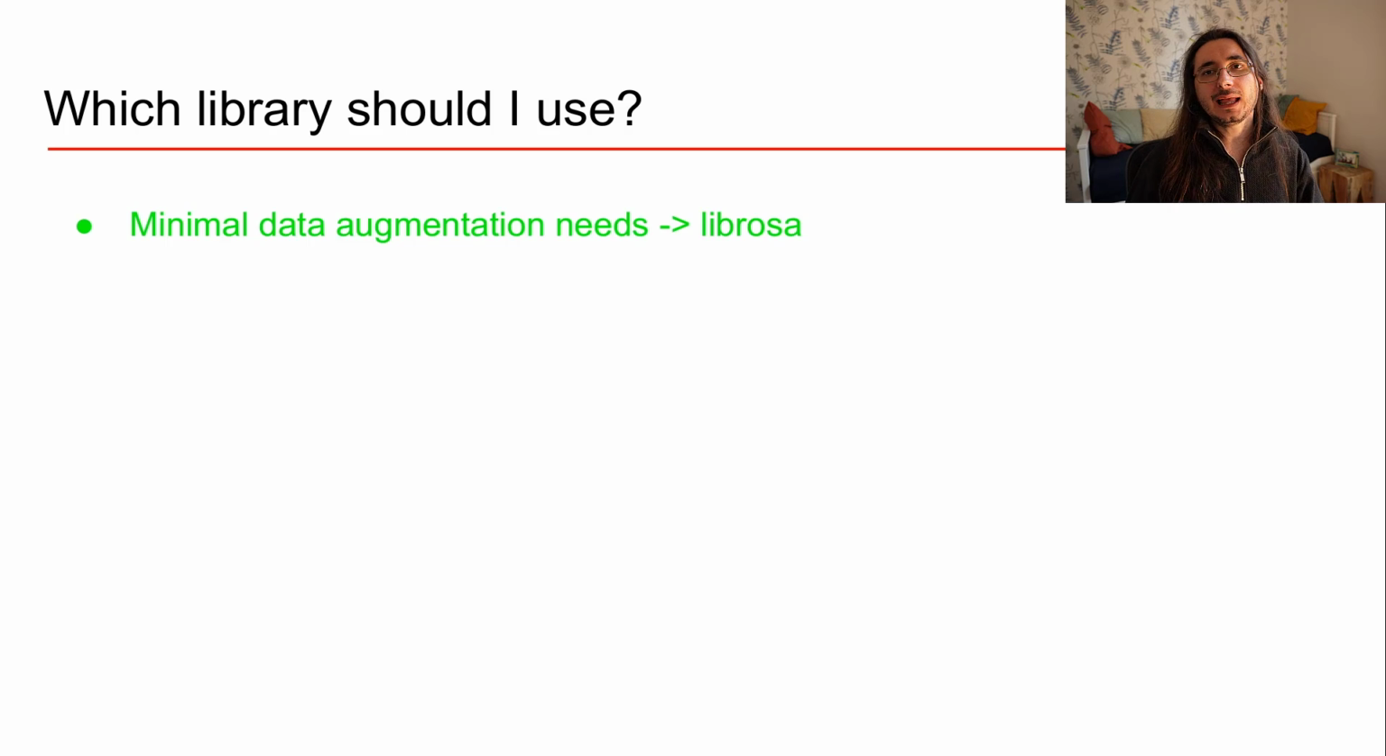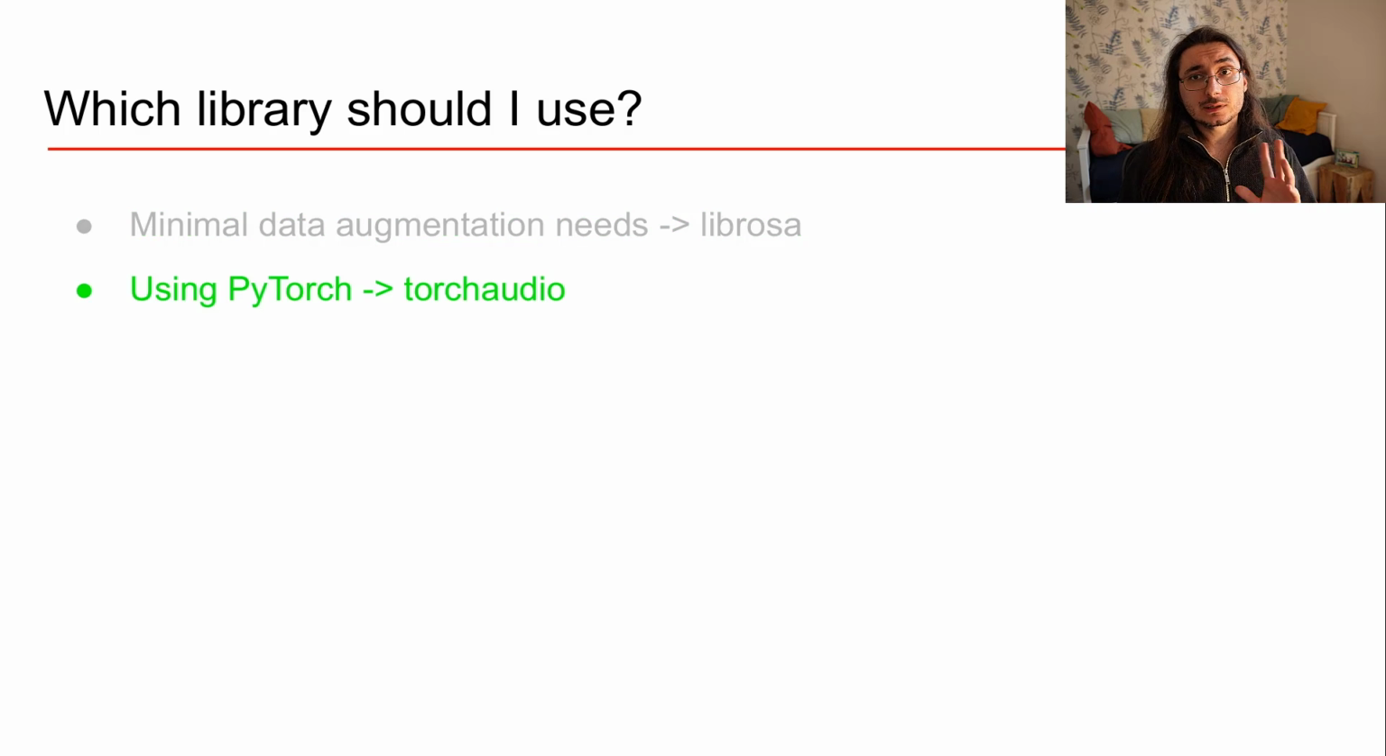So if I have minimal data augmentation needs, I'll be using Librosa. That's because Librosa is a library that I use for all sorts of audio processing, and it's very handy to do data augmentation with the same library. Most of the time, I don't need to use a lot of transforms. Time stretching and pitch shifting is more than enough, and then I'll just be using Librosa.